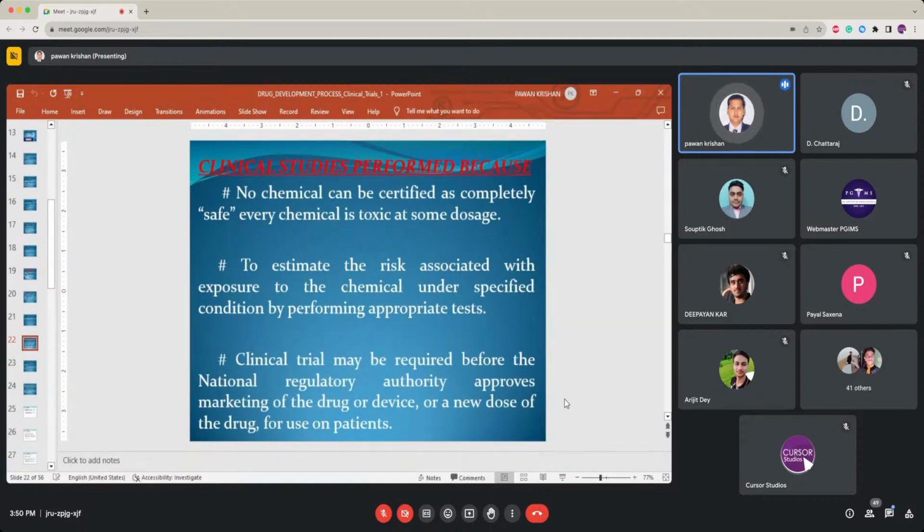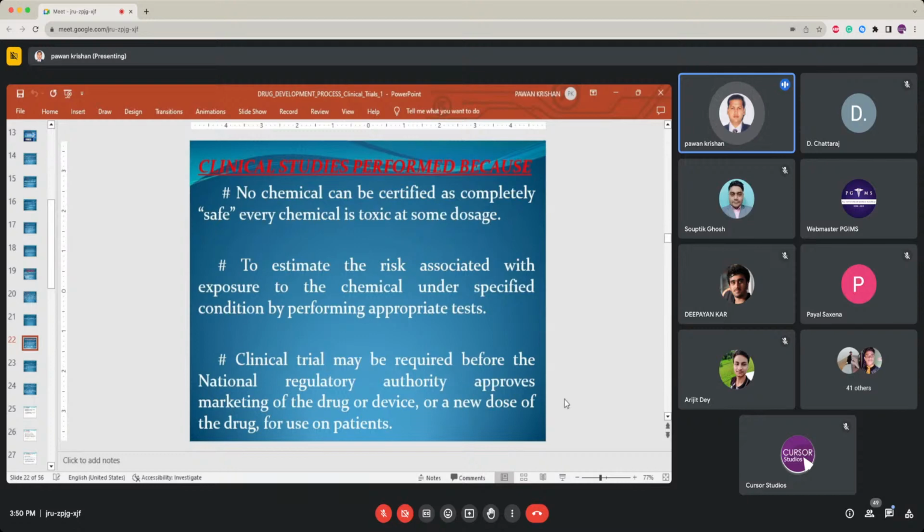Why are clinical trials performed? Clinical trials are performed because no chemical can be certified as completely safe. Every chemical has some toxic effect at some dose level, so that has to be identified. What is the toxic dose level? The aim is to estimate the risk associated with exposure to the chemical under specified conditions by performing appropriate tests.